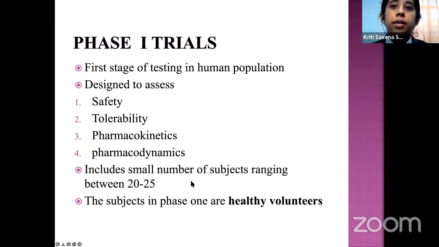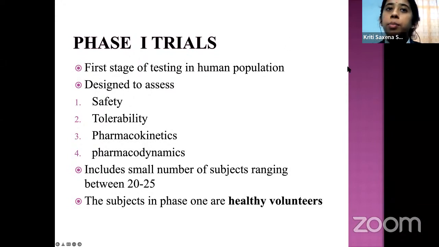The phase 1 trials. It is the first stage of testing in the human population and is designed to assess safety, tolerability, pharmacokinetics, and pharmacodynamics. The difference between them is that pharmacokinetics includes ADME, that is absorption, distribution, metabolism, and excretion of the drug, while pharmacodynamics includes what the drug does to your body.